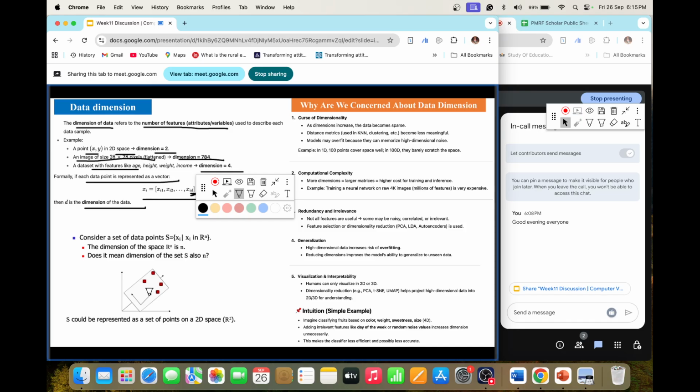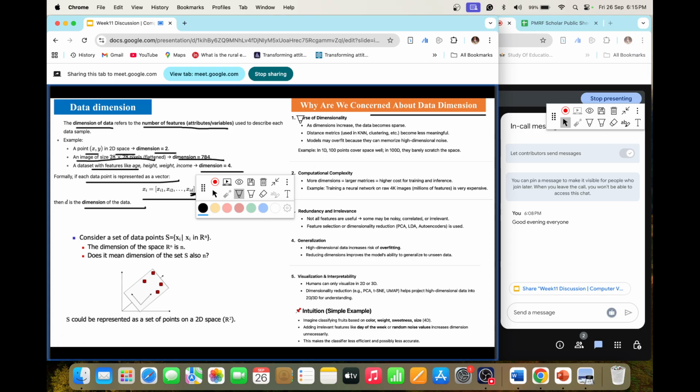If we are changing the dimension, or changing the axis, the feature, whatever you say, we can project it into another feature and thus reduce the dimension. Now you must be thinking why we are concerned about the data dimension. If 4 points are taking 3 dimensions, why are we so concerned about it? That is one of the questions.